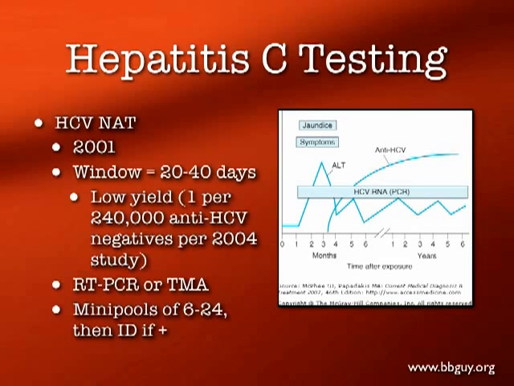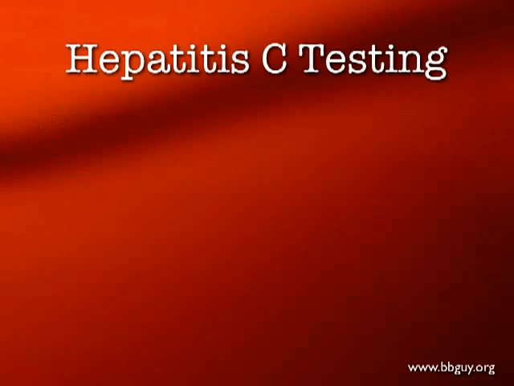NAT is done using reverse transcriptase PCR or TMA, and it's done in mini pools and then identified if the pool is positive.